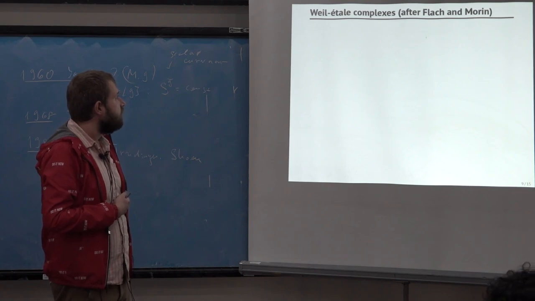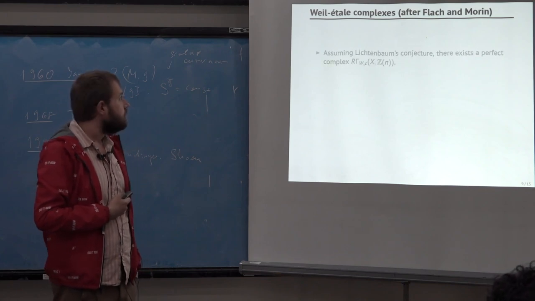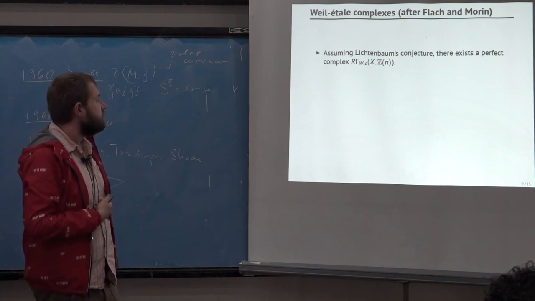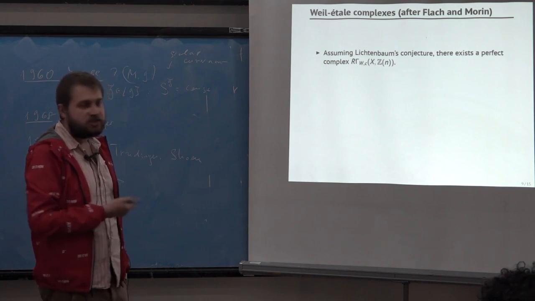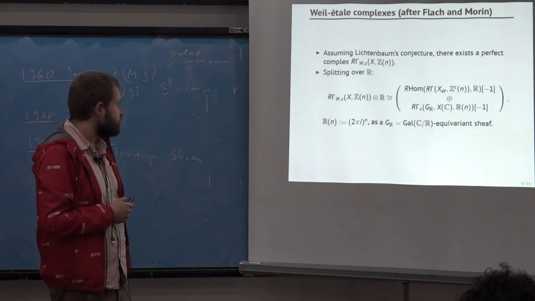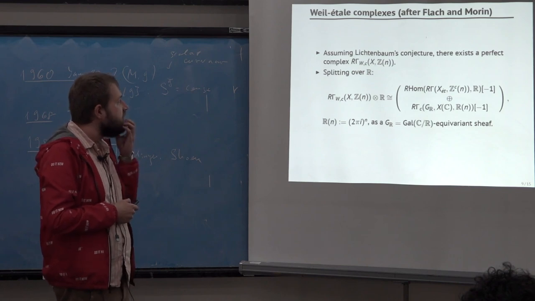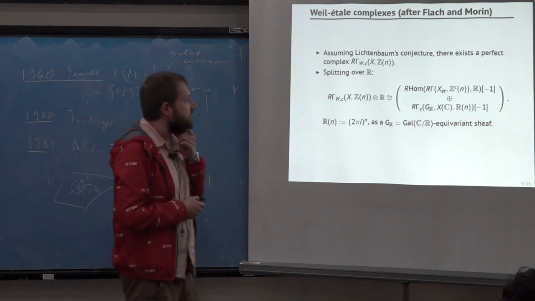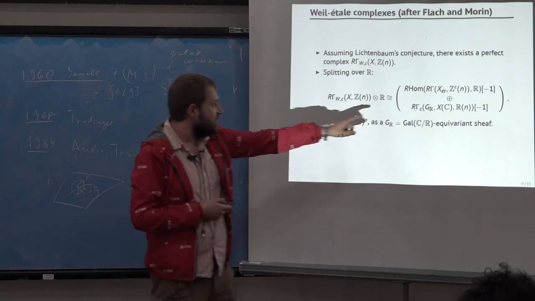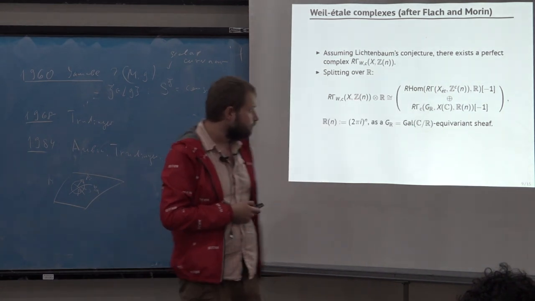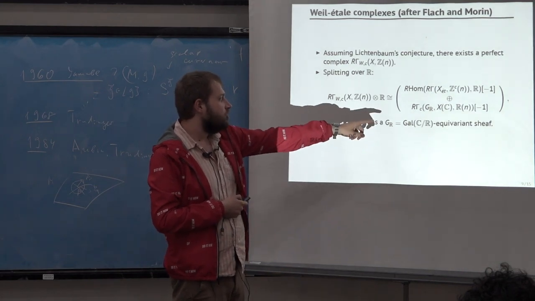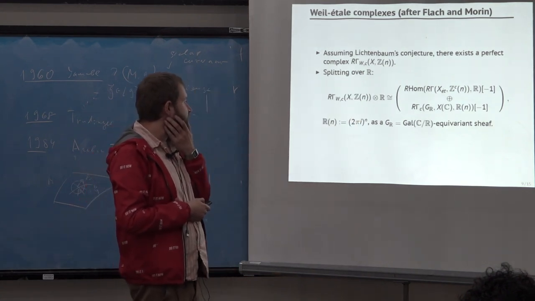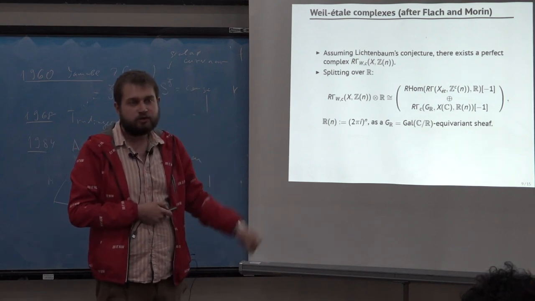Okay, so what about these Weil-étale complexes? Assuming the finite generation of motivic cohomology, we can show that there exists a perfect complex RΓ_WC, which conjecturally gives us the desired properties. One important property that we are going to use is that if we tensor this complex with R, then it splits into two things that are really easy to understand. Well, easy. The first part is just dual to the motivic cohomology, and the second part is the cohomology with compact support of this sheaf on the complex points of X.